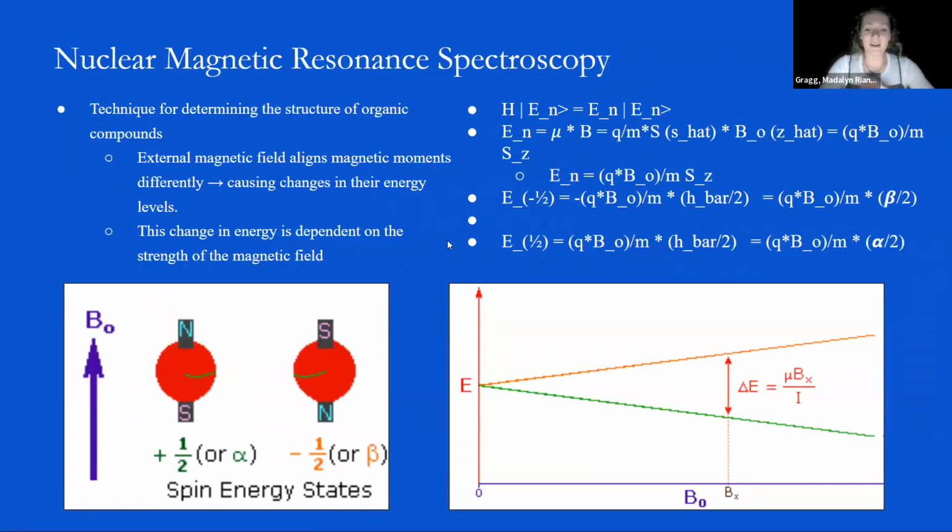So a more experimental application of dipole-dipole interactions includes nuclear magnetic resonance spectroscopy, which utilizes some math that we have used in class thus far. This technique is usually used to determine the structure of organic compounds.